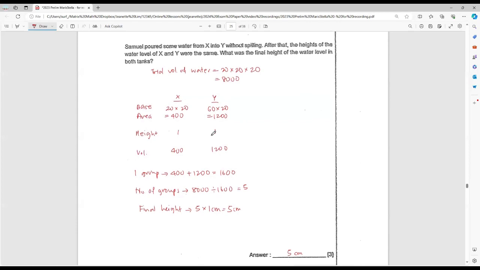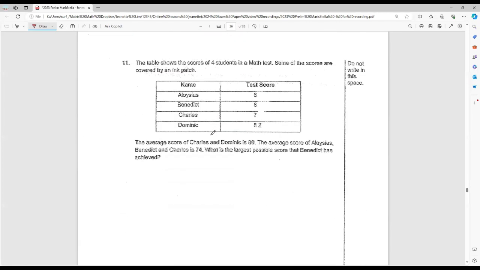Okay, question number 11. This is on average. Table shows the scores of 4 students in a math test. Some of the scores are covered by an ink patch. So all these ones place are not shown. Average of Charles and Dominic is 80. Average of Aloysius, Benedict, and Charles is 74. What is the largest possible score that Benedict has achieved?